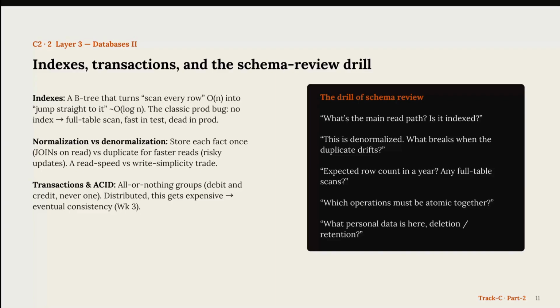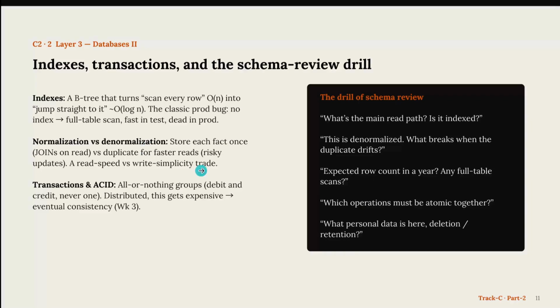Normalization versus denormalization. How small do you fracture or break the data so that it sits in the database and you are able to store them separately as a fact, and when you're reading, you use joins to read the data. Do you need that, or do you need faster reads? So that's the question. Do you need faster reads, or do you need write simplicity? That's the trade-off that you're making.